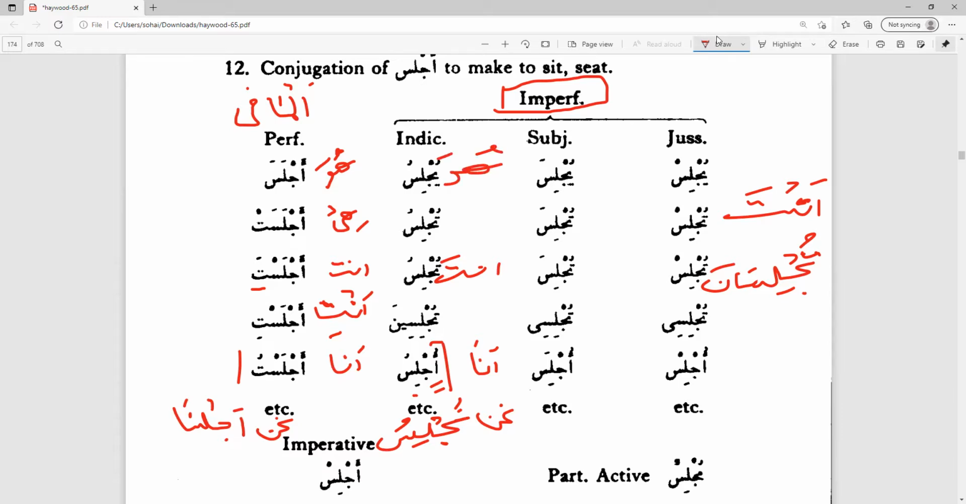And when it's subjunctive, mansub, like when you have lan next to it, or an, like we've done before, it becomes yujlisa, tujlisa. The noon drops basically. Anti tujlisi, and so forth, right? And when it's majzoom, when it loses the lam, ana lam ujlis, nahnu lam nujlis, anta lam tujlis. Does that make sense?